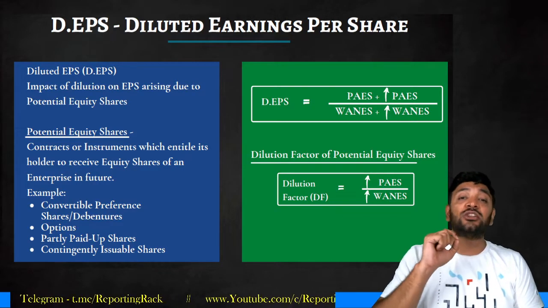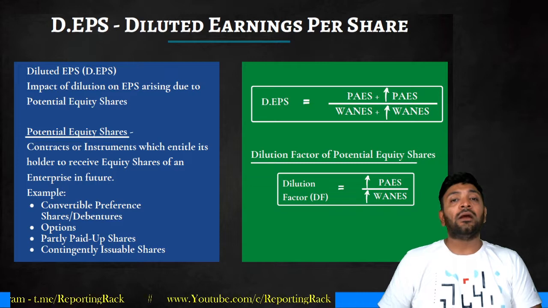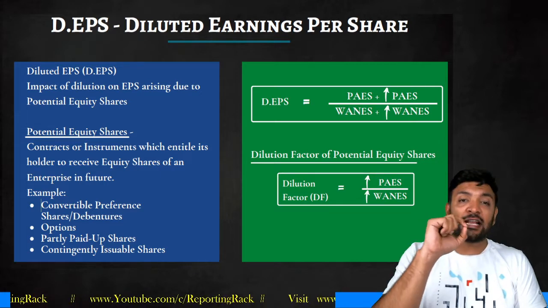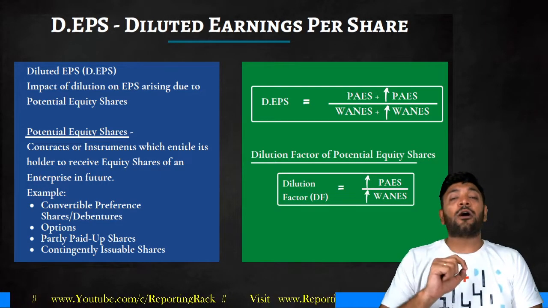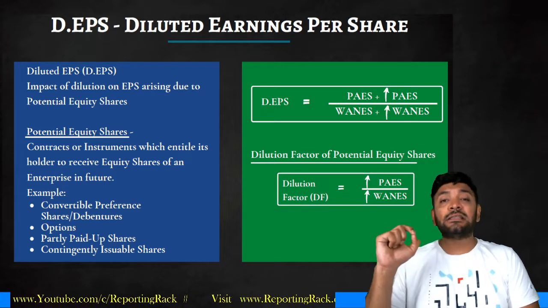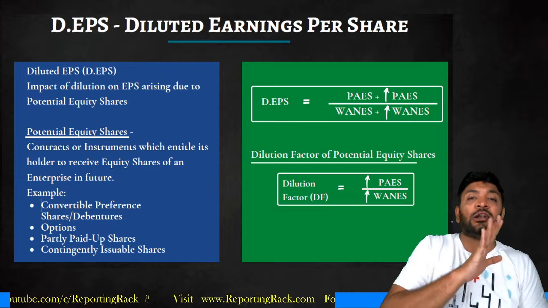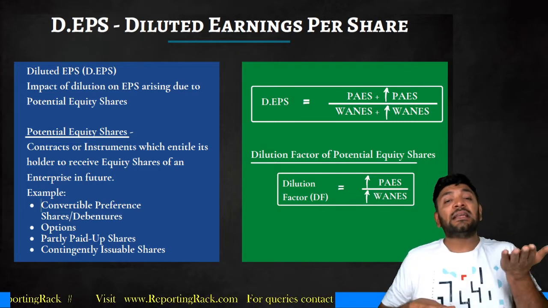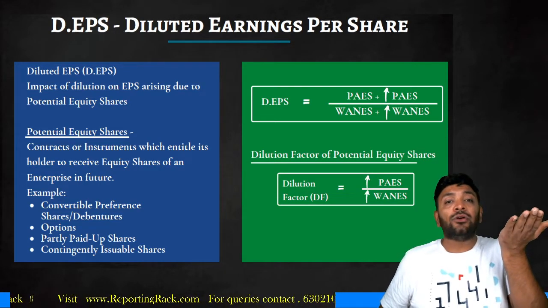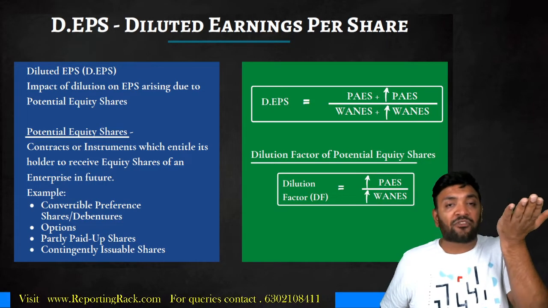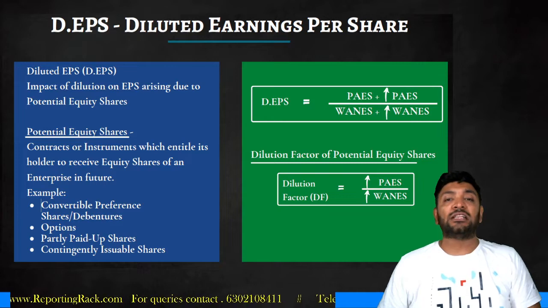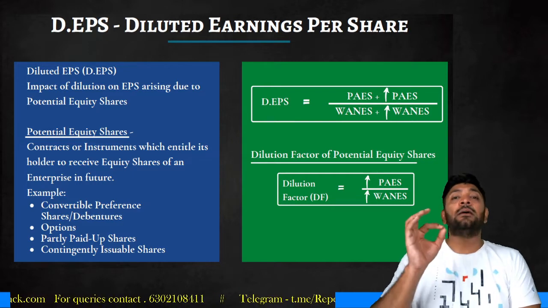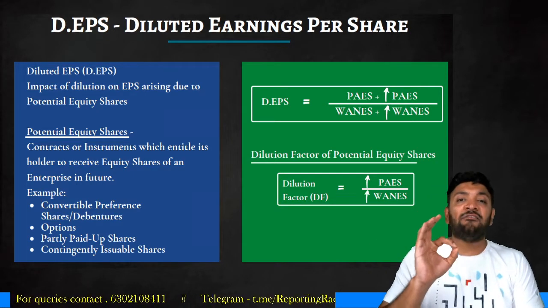Similarly, you also have the situation for convertible preference shares. Under convertible preference shares, your preference dividend was earlier deducted in the computation of PAES. What was your formula for PAES? Profit after tax minus preference dividend. But if the preference shares get converted into equity shares, there is no further reduction of preference dividend. That means automatically there is an increase in the profits available to equity shareholders. So that increase in profits, to the extent of preference dividend, and the increase in the number of equity shares should be considered in the computation of your diluted EPS, with the formula as PAES plus increase in PAES divided by WANS plus increase in WANS.